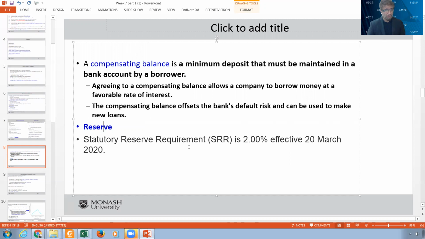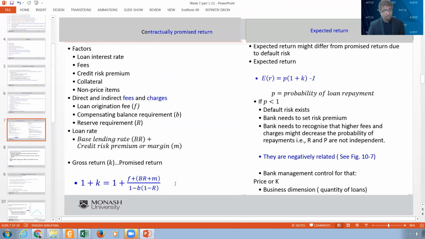Now, the reserve is what in Malaysia we call SRR. This was 4% before. Out of each dollar you receive, you have to keep this in the country. Now, after COVID came, they decreased it to 2%. So this also you have to pass over to the customer because you are not using the whole deposit amount of the $1 that has been deposited, and this you pass also as a cost to the customer.